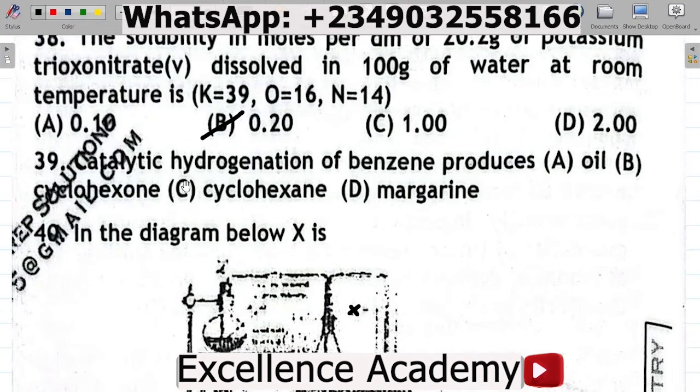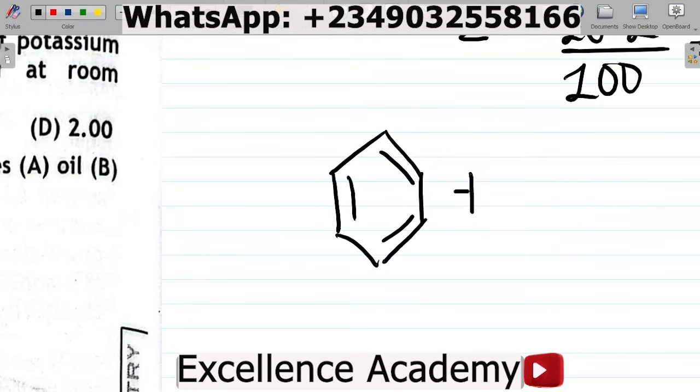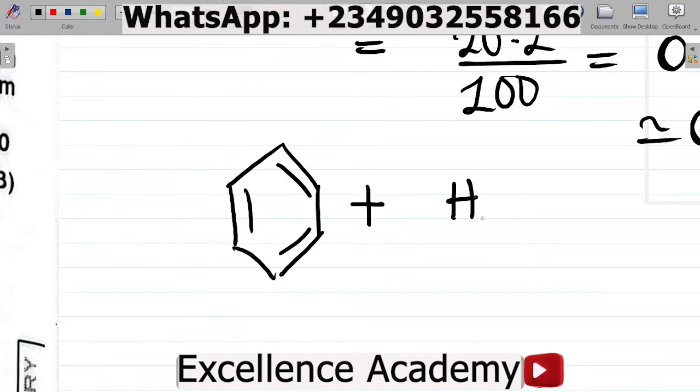39. Catalytic hydrogenation of benzene produces A. Oil, B. Cyclohexone, C. Cyclohexane, D. Margarine. For this question, the correct answer is simple. You're looking at catalytic hydrogenation of benzene. So this is the structure of benzene, having three double bonds. This is undergoing catalytic hydrogenation, so you have H2 here.